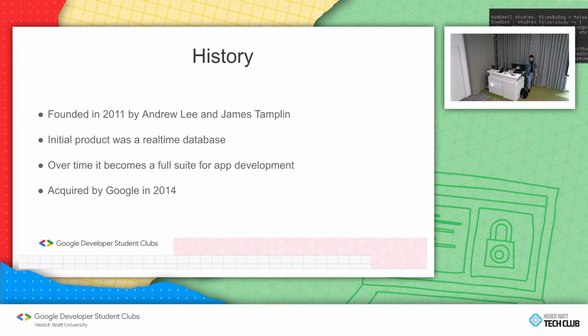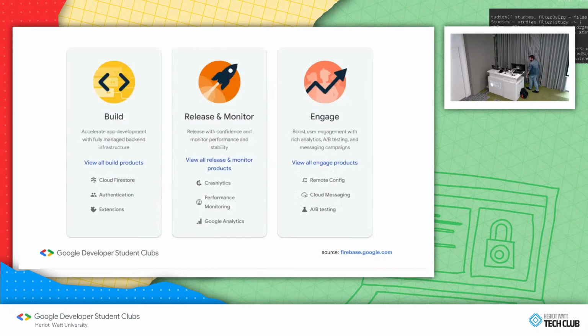Now, few interesting facts about Firebase. It was founded in 2011 by Andrew Lee and James Tamplin. To start off with, it was not a Google project. It was later acquired by Google. The initial product they launched with was a real-time database. Fun fact, it's still a part of the suite. The real-time database is still part of Firebase, and it's a very easy to use backend service. Over time, they added a lot of tools to their complete variety of tools. It was acquired by Google in 2014.